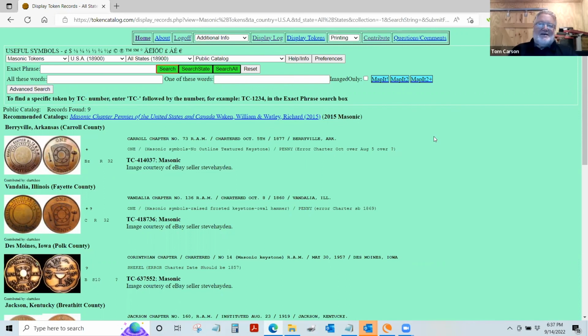And I hope people realize how powerful Token Catalog is right now. We have over 600,000 tokens from around the world listed. There's 18,900 US Masonics listed.